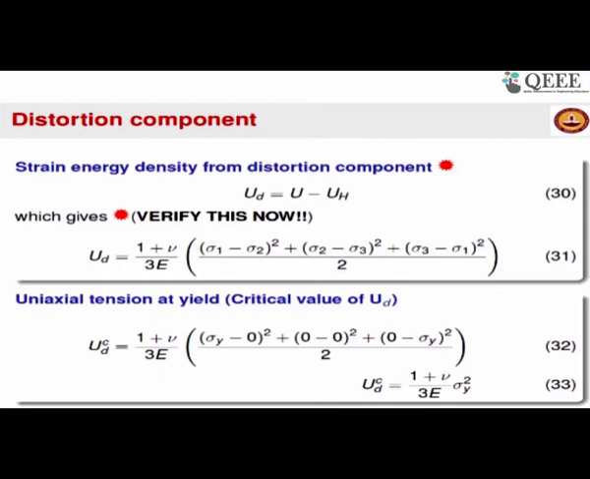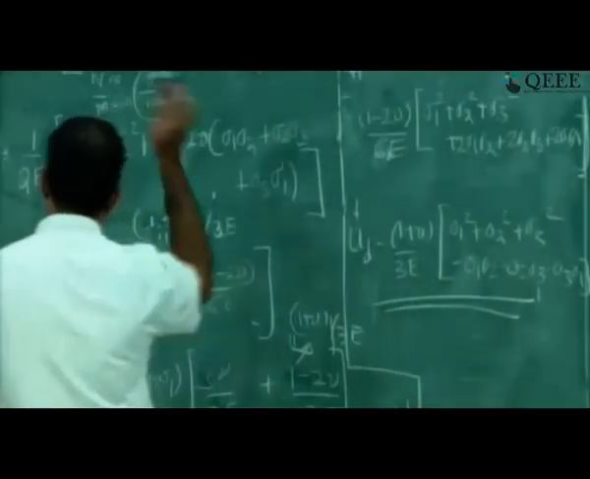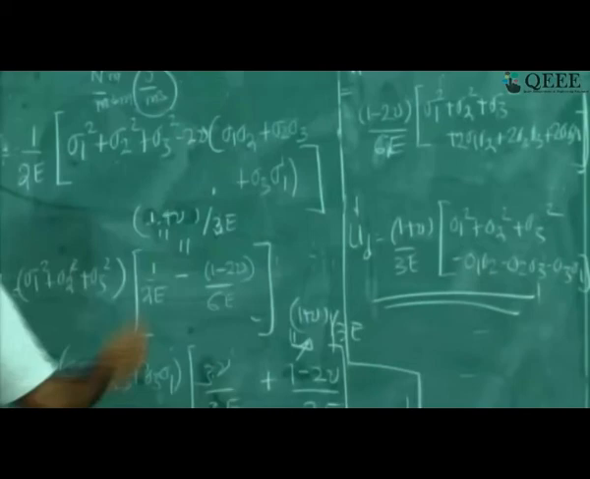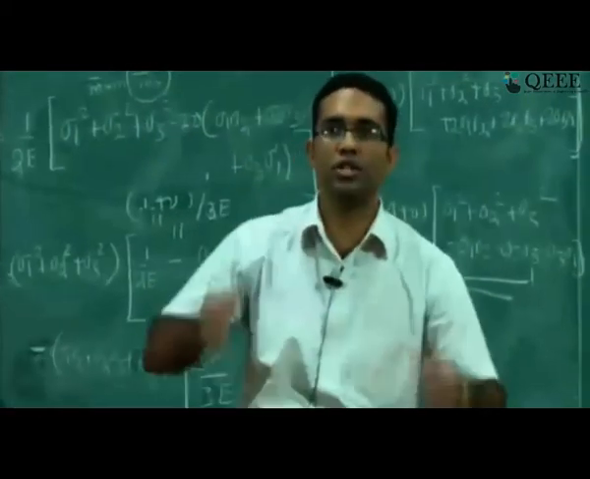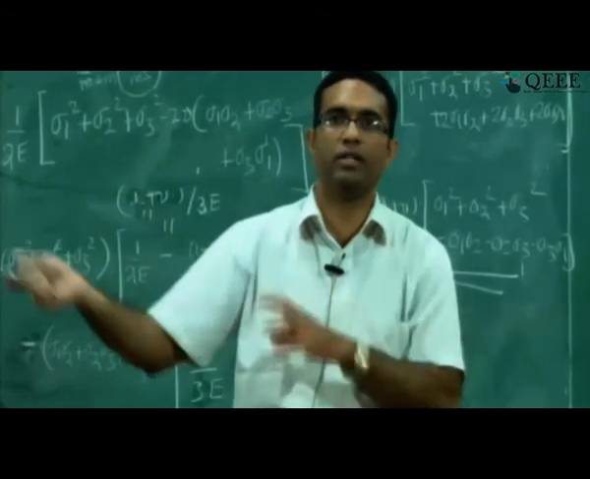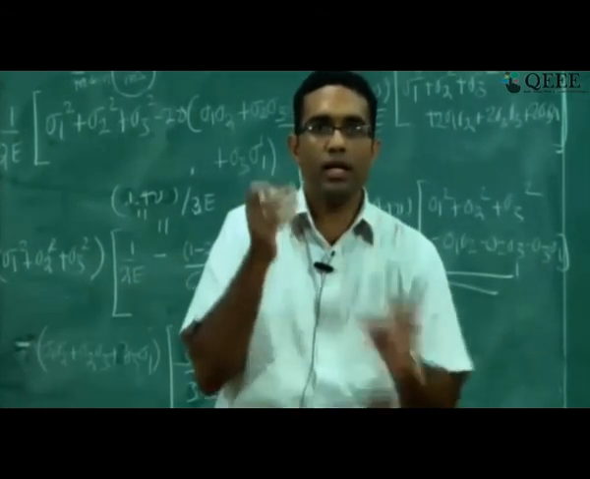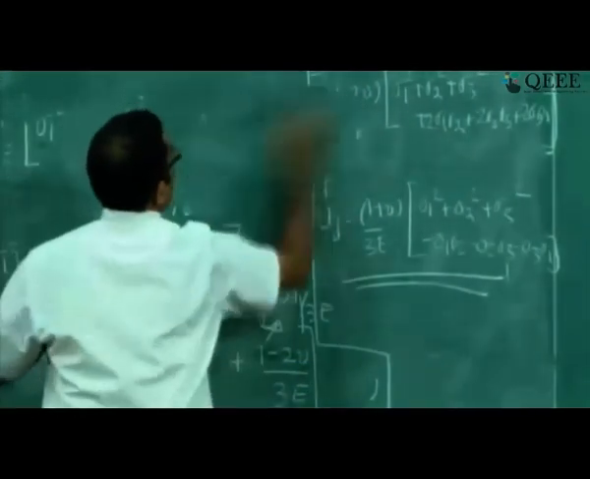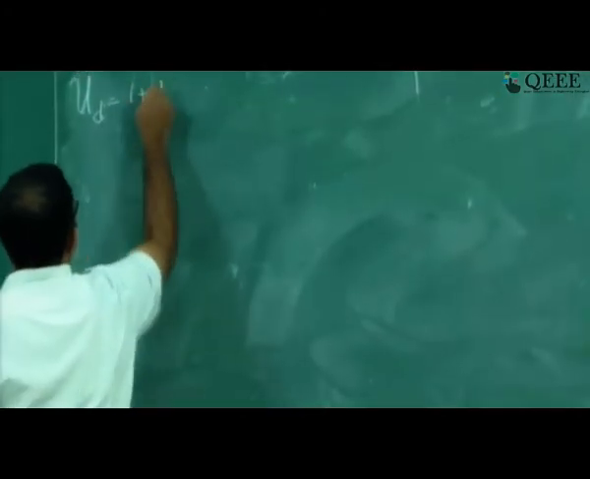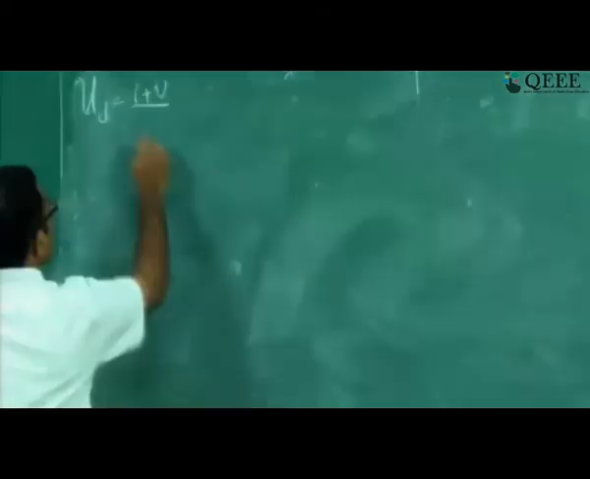So what have we found? Why are we doing all this? We said that the von Mises criterion is one where it says that whenever the distortion strain energy density reaches a critical value, it fails. So we are finding out the distortion strain energy density. The expression for it is this value which I just wrote down. I'm going to write down the one in the slide so that you can follow in case you missed the derivation.